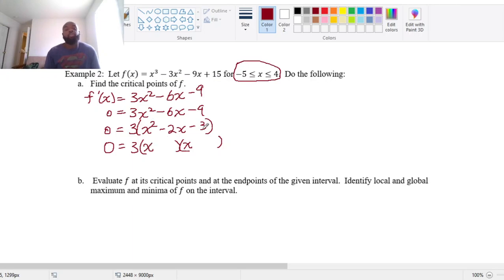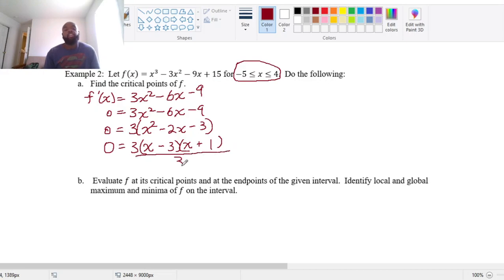And I have to find 2 numbers that have a product, or multiply to give me -3, but add up to -2. Multiply to give me -3, add up to -2: -3 and +1 work. All right, so this is my derivative function equal to 0. I want to solve for x.